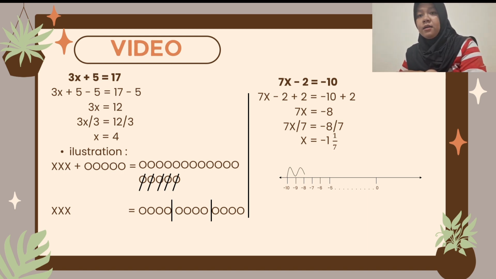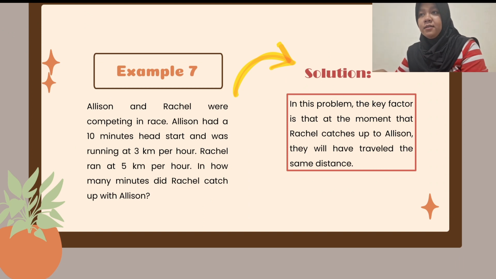Okay, next is example 7. This is the question. Allison and Rachel were competing in a race. Allison had a 10 minutes head start and was running at 3 km per hour. Rachel ran at 5 km per hour. In how many minutes did Rachel catch up with Allison? Okay, this is the solution. In this problem, the key factor is that at the moment that Rachel catches up to Allison, they will have traveled the same distance.